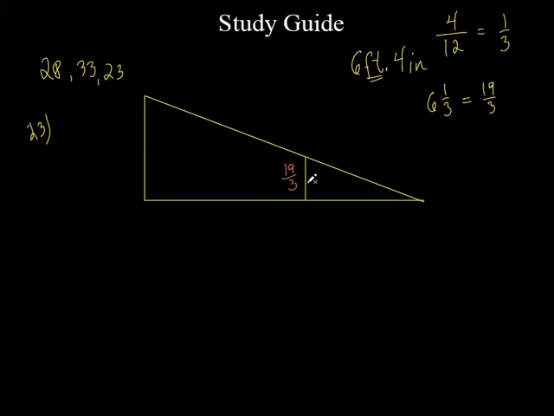What else do they tell you on this? They tell you his shadow is 15 feet long. Well, where's his shadow? It's from here to there, and that's 15. And what else does it say?